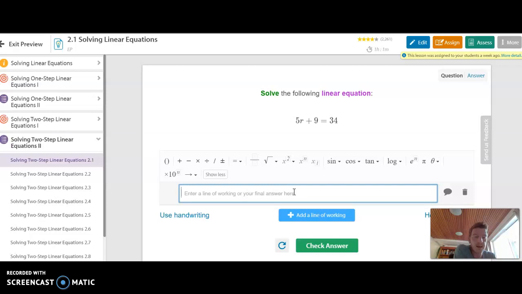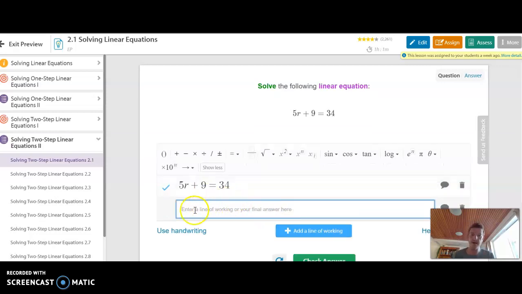The first thing we have to undo is this positive 9. So I want to do the opposite to that to both sides of the equation. So 5r plus 9 equals 34. Often I'm just going to write that down: 5r plus 9 equals 34. That's my first line. Now I'm going to take away 9 from both sides.